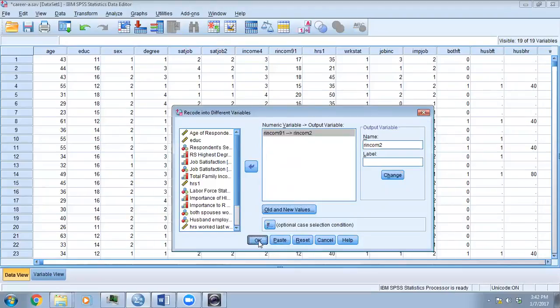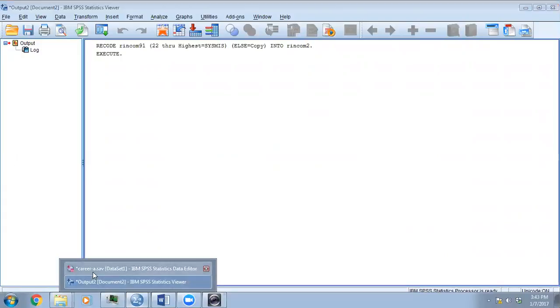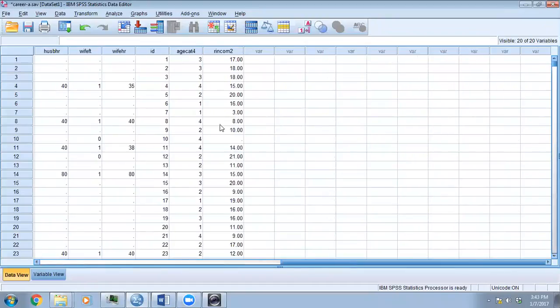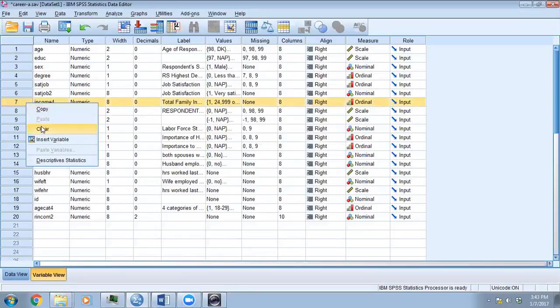So we're gonna say okay here. This is gonna go ahead and create a variable here. If you go all the way to the end, you should be able to see our income 2. I guess this should not be there, I'm going to delete this one.